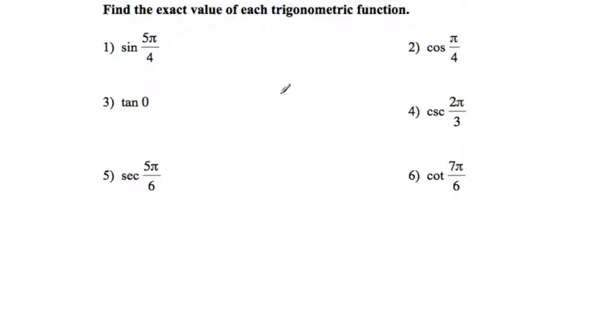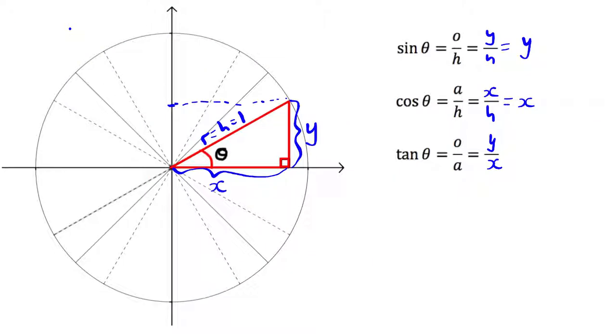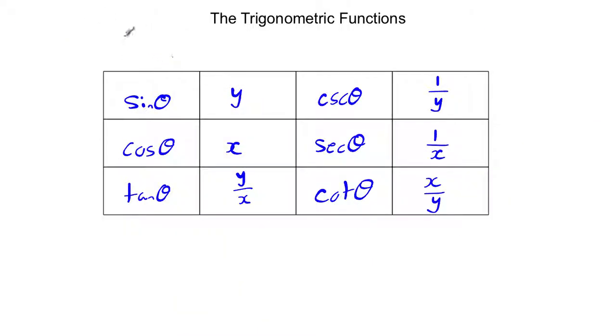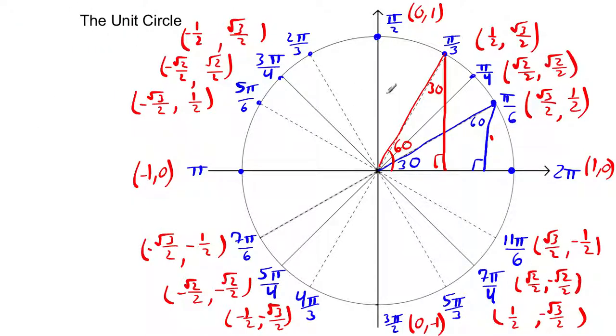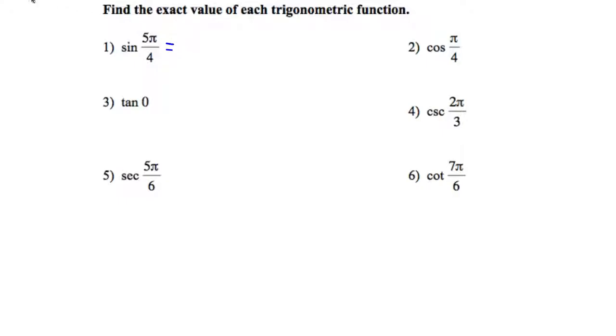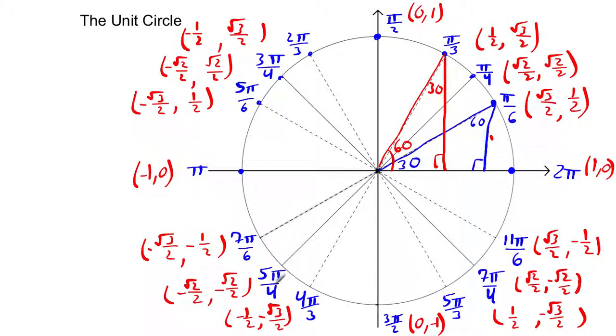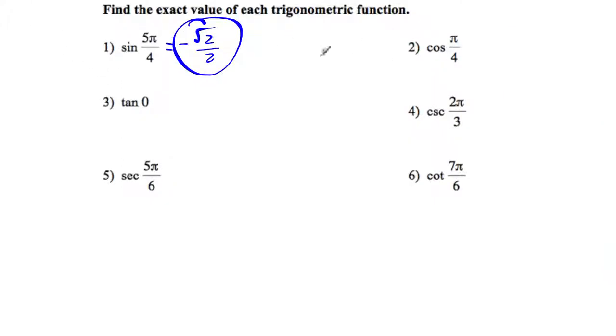So this first one, we want to find the sine of 5 pi over 4. Well, remembering back to this, that the sine is the y value, on the unit circle, 5 pi over 4 is right here. Well, what is the y value? It's negative root 2 over 2. So we get negative root 2 over 2. That's it. There's no math involved for these. It's just a reference of the unit circle. So you need to make sure that in order to answer any of these questions, you need to understand the unit circle.